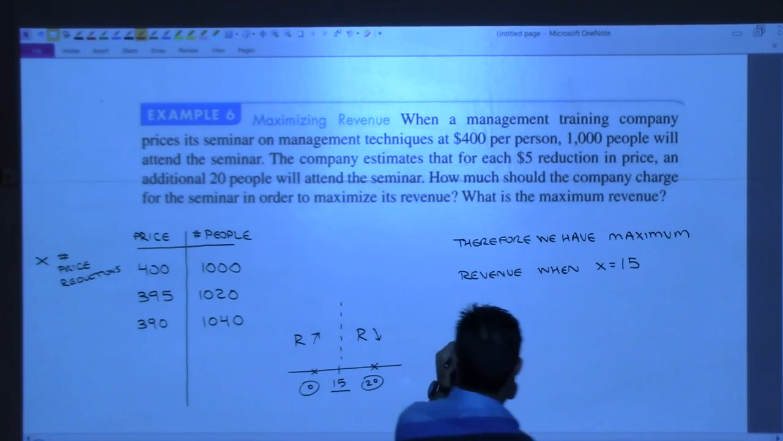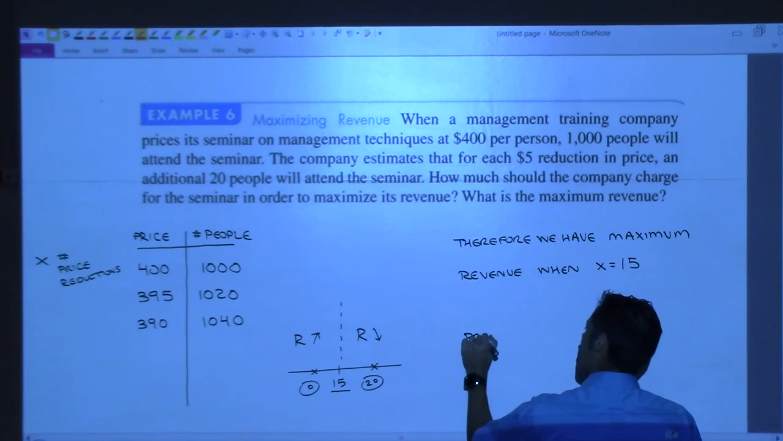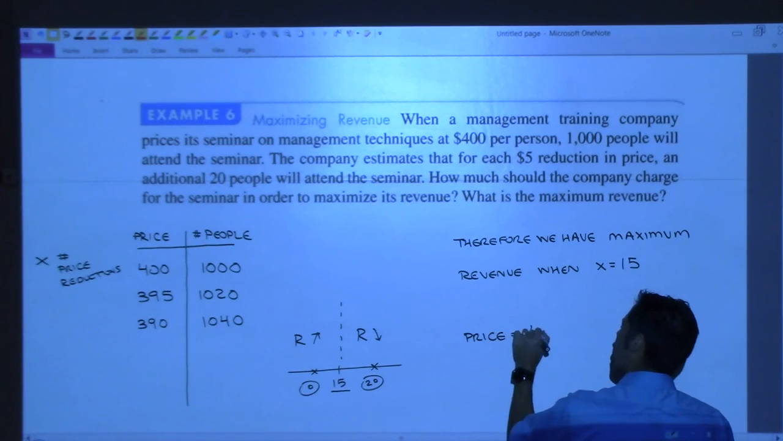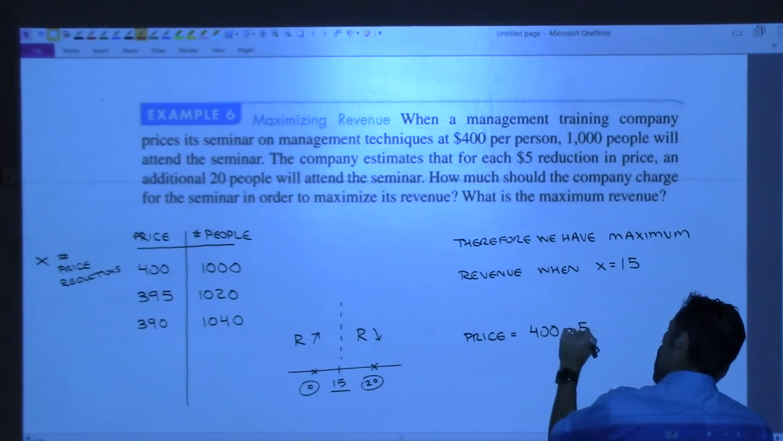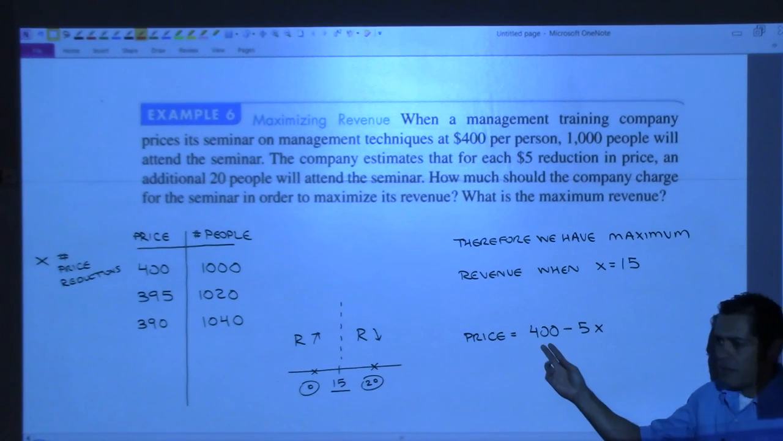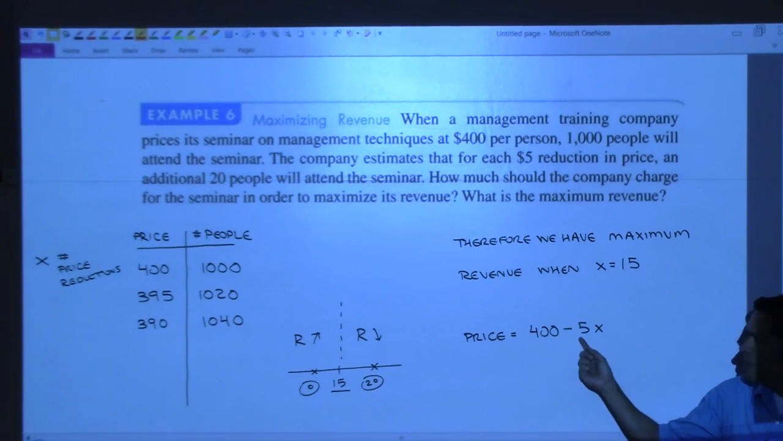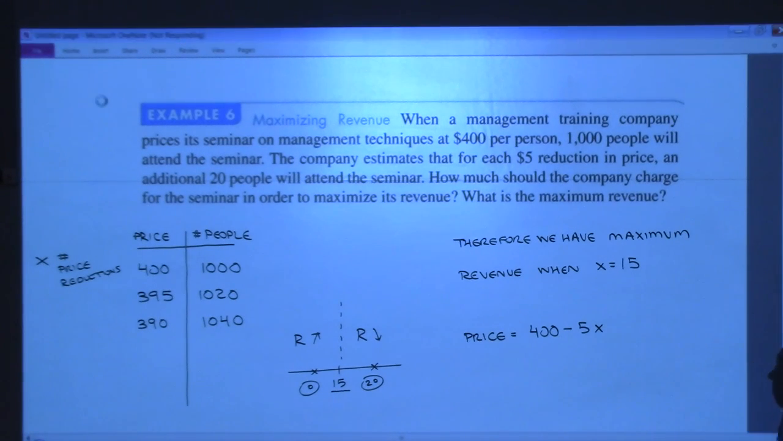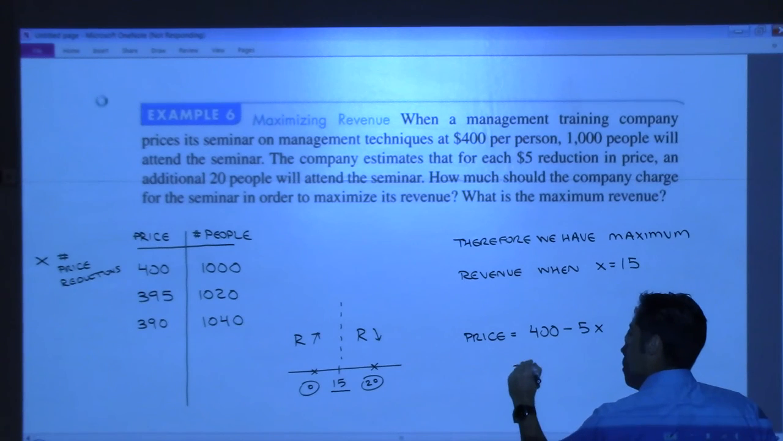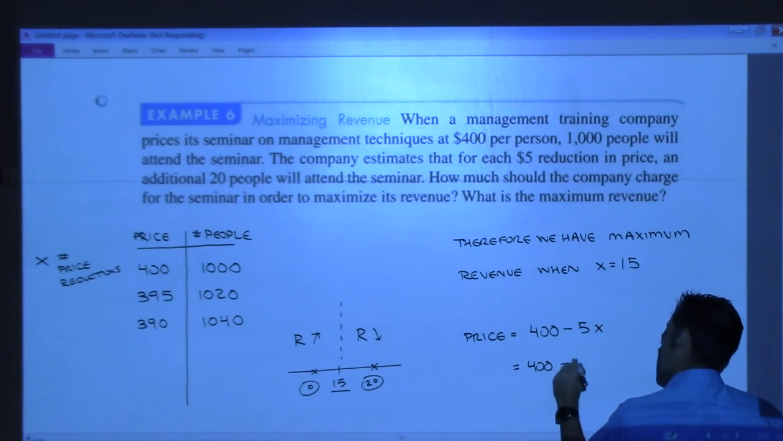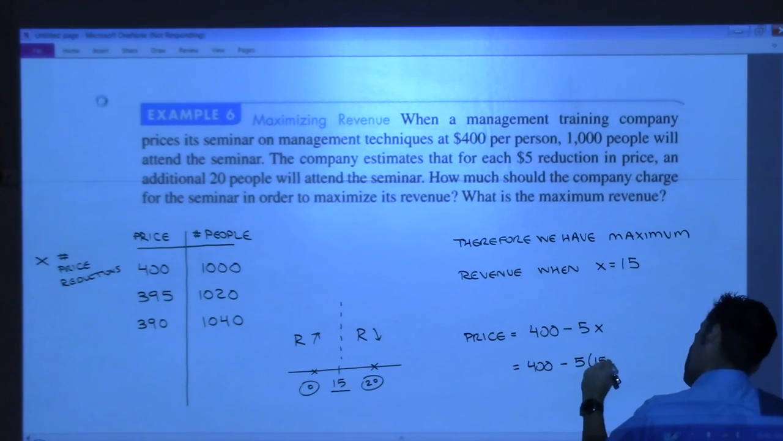Do you remember the price when we rewrote it? The price we said was 400 minus 5x. We said it was going to start out at 400, but then take away 5 times however many reductions you have. We know what x is now going to give us that maximum. So we're going to plug 15 into that: 400 minus 5 times 15.